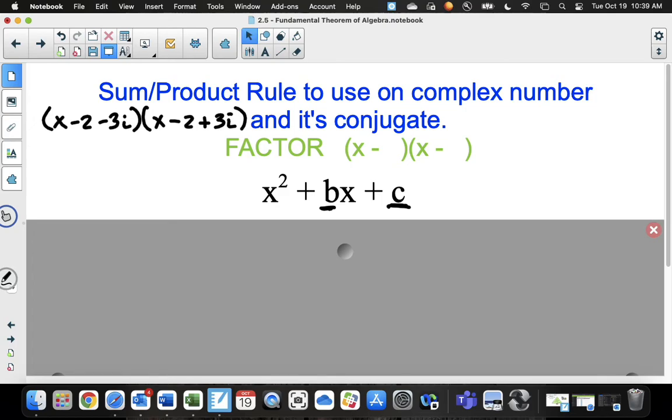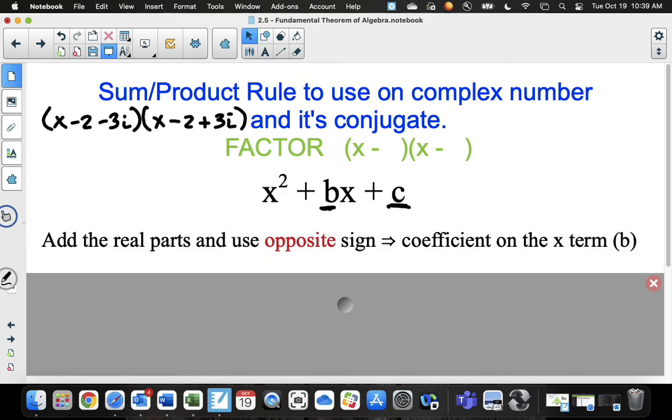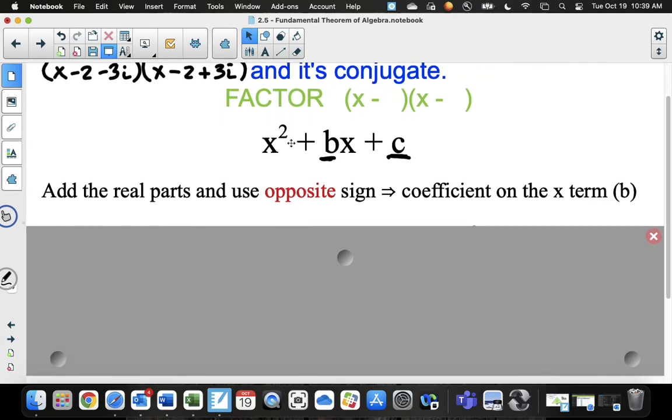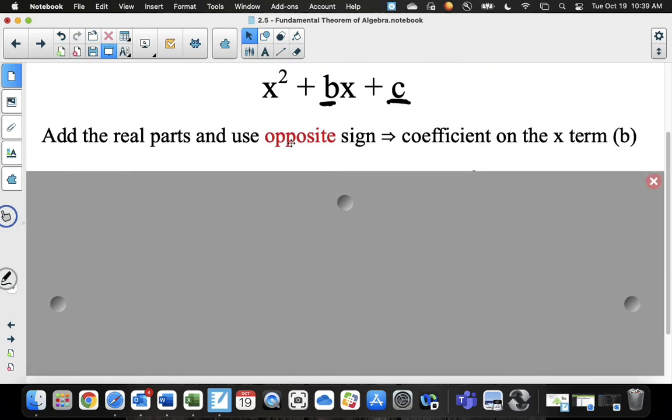And if you think about it in general, here's where the sum product rule comes from. Normally, if you were going to factor something in this form, we've talked before about what are the factors of the constant that then add to the middle term? Sum product. Product is what multiplies to give you c and what adds to give you b. It's the same concept. It's coming from the same place. Here's what you do. Add the real parts. If you take your two complex numbers and you add the real parts together and use the opposite sign, that gives you b.